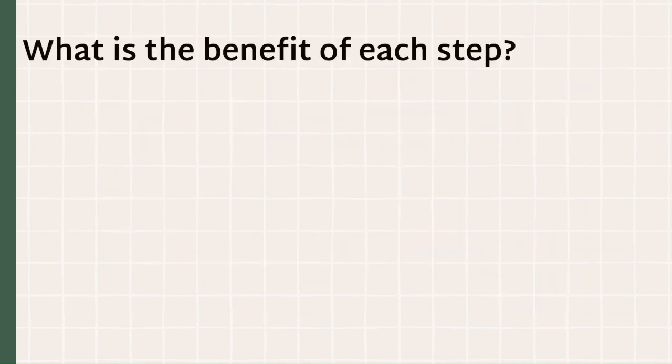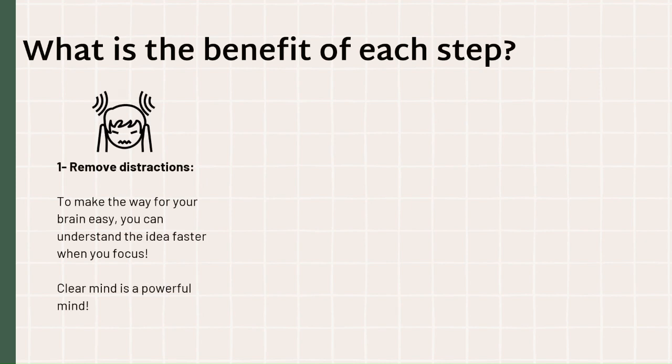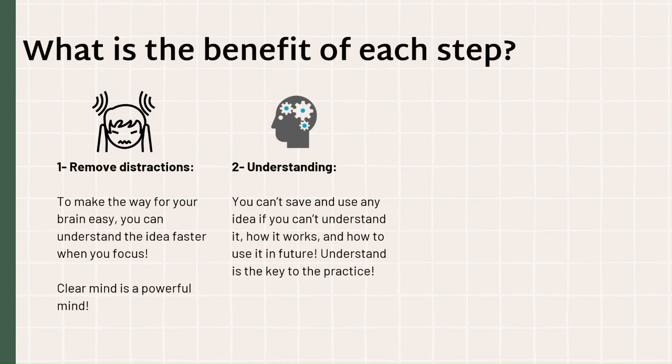What is the benefit of each step anyway? When you remove distractions, you make the way to understanding so easy and clear. Okay? So, you make a clear mind, and a clear mind is a powerful mind, right? The second thing is understanding. What is the benefit of understanding? Understanding makes you save the information and use this information. You can't save any information, any idea, if you can't understand it, right? You can't use that information. So what is the benefit of that information without understanding it anyway?